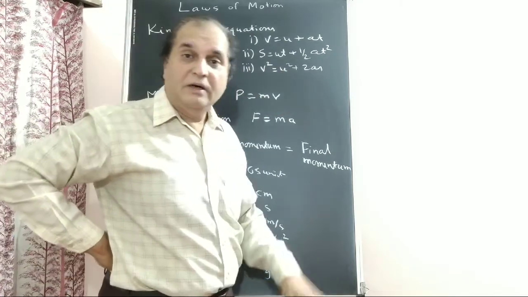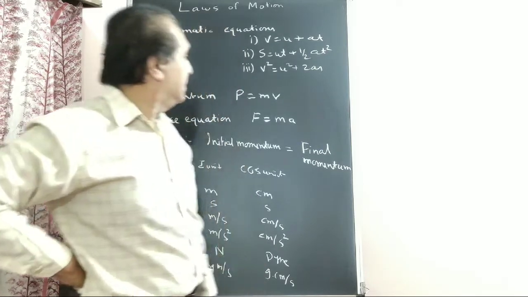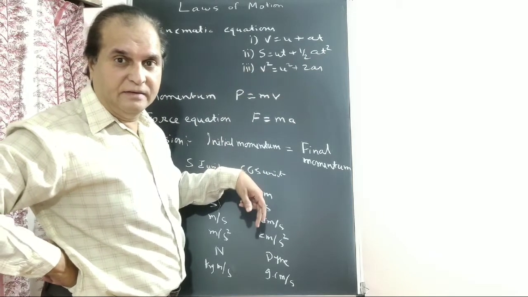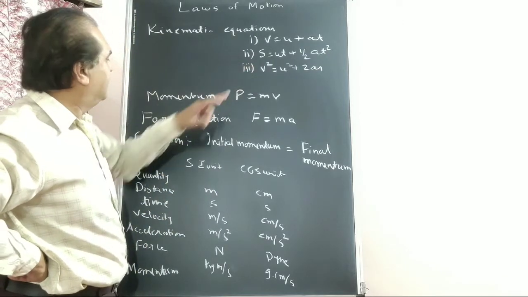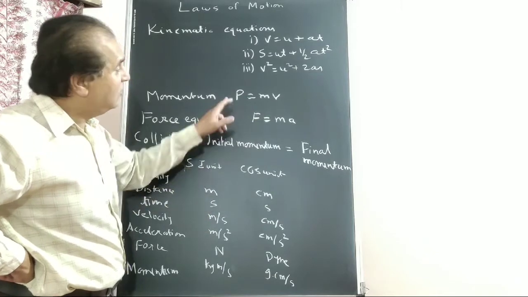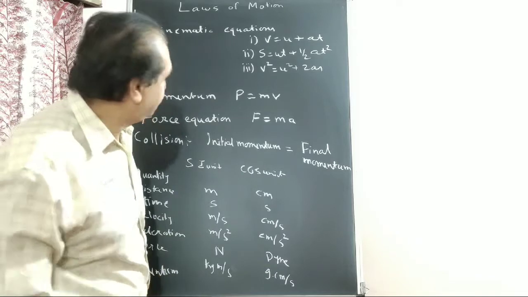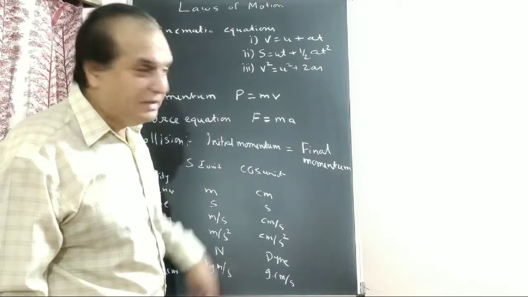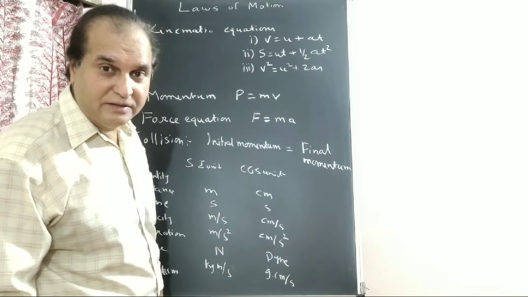All the quantities must be in the same unit. If one is in SI, all should be in SI. For momentum sums, momentum is equal to mass into velocity. All must be in SI unit, and one thing will be missing that you have to find out. Then the force equation, F equal to ma. One thing will be missing, and you have to find it, provided all are in the same unit.